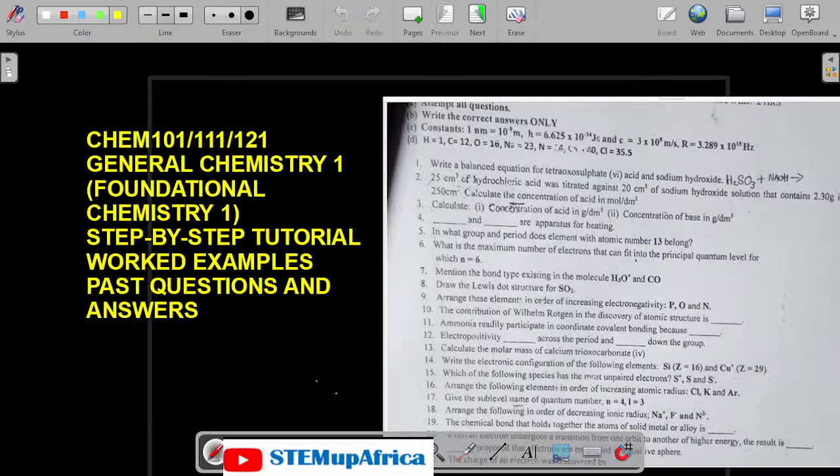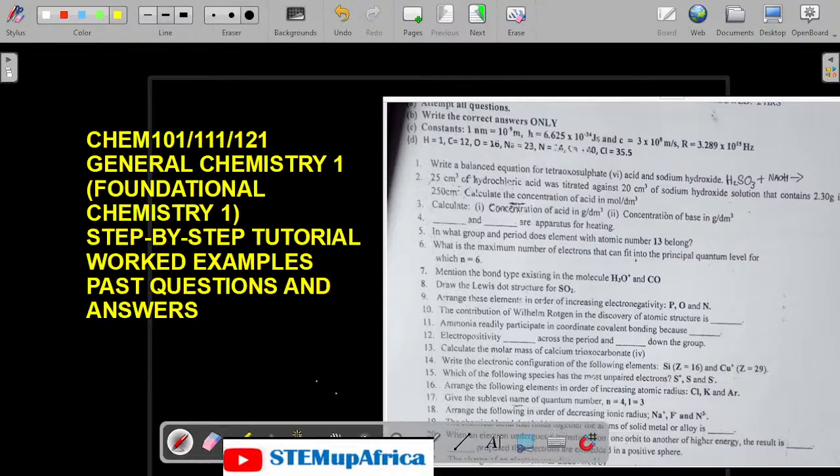Then question 19. The chemical bond that holds together the atoms of a solid metal or alloy. When you come to metals or alloys, the bond there is the metallic bond. It's as simple as that.